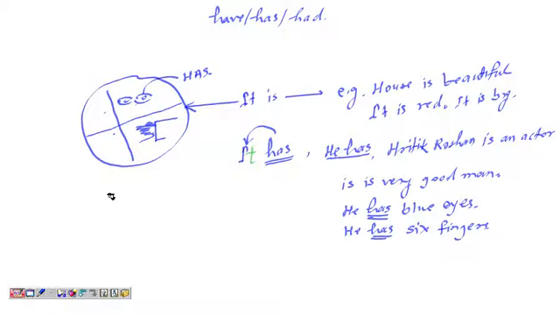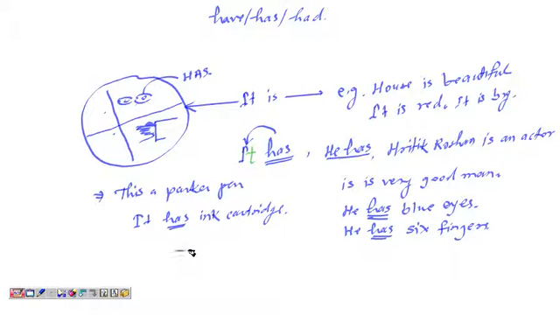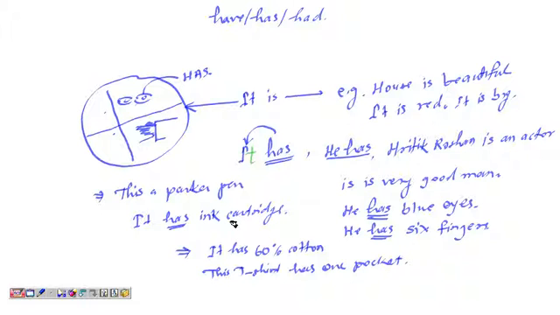Now another use. First use you understand. This is a Parker pen. It has an ink cartridge. Did you understand now that has is helpful? You may go to the shop, and the shopkeeper is talking about the qualities of the cloth or an object. So he may say it has 60% cotton. This t-shirt has one pocket. Now I think you understand how we can use has to describe the properties.